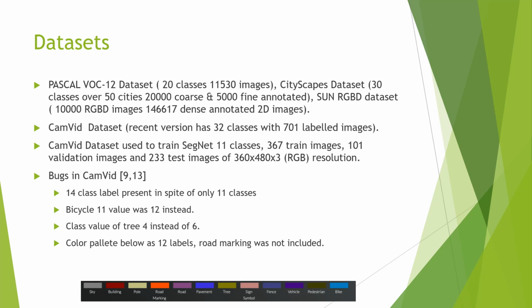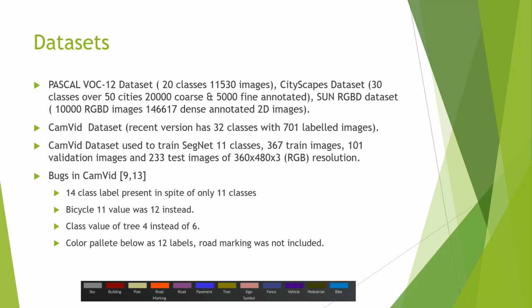Since the datasets are manually annotated, and even software is used for annotation, there are chances that there may be some discrepancies or bugs. The 14 class label is found to be present in a place in the CamVid dataset, but there are only 11 classes. Bicyclist value is 11 instead of 12. Class value of tree is 4 instead of 6. The color palette below has 12 labels, remember that.